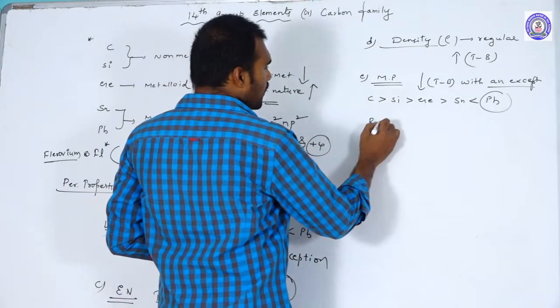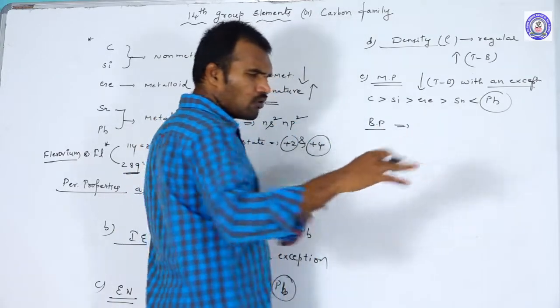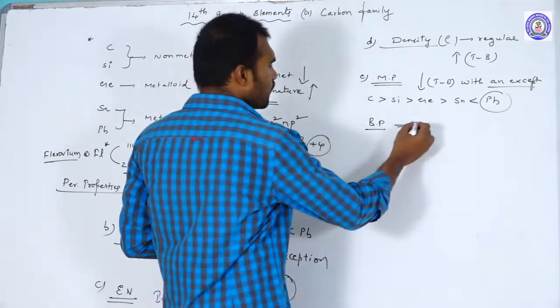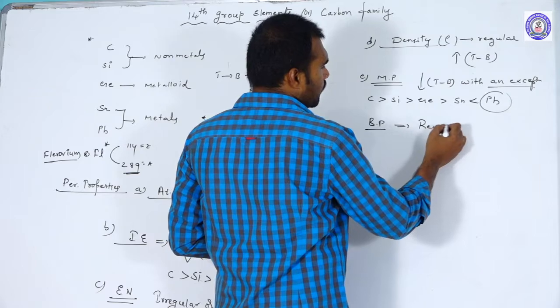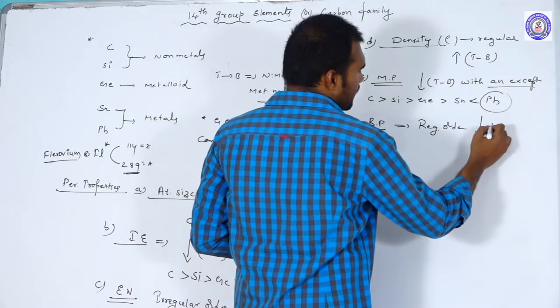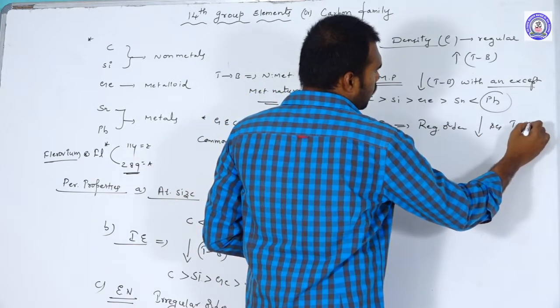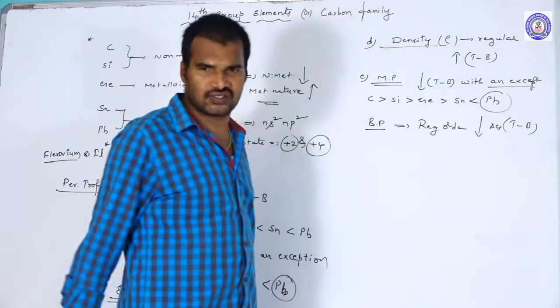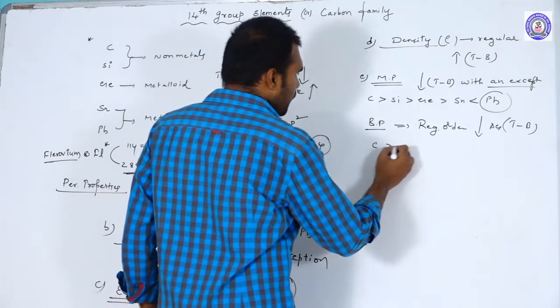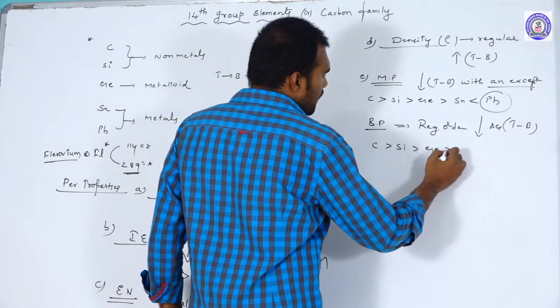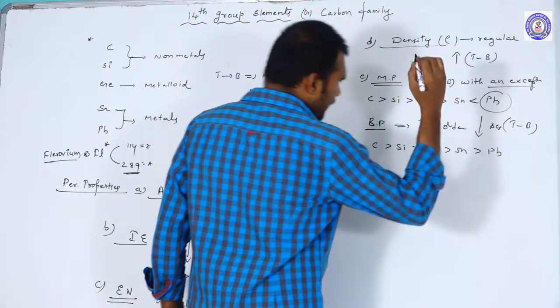Next one, coming to the boiling point. For boiling point, there were no exceptional cases. It is following the regular order only, that is, it is decreasing from top to bottom. There were no exceptional cases: carbon, silicon, germanium, tin, and lead.